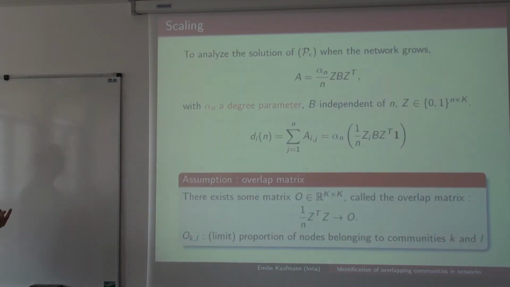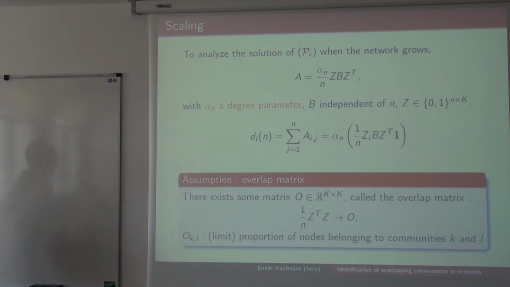And so that's why I now introduce some scaling that we are going to look at. We are going to analyze the solution of the problem P epsilon in an SBM whose adjacency matrix is of this form, where we introduce a parameter alpha n called a degree parameter, and where now B is assumed to be independent of n. And of course, as Z depends on n just by its size, we cannot say it is independent of n, but we will make some assumption also on Z.